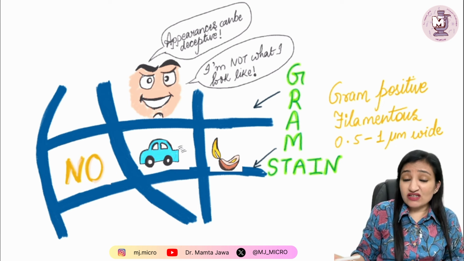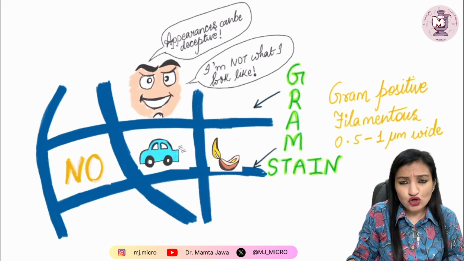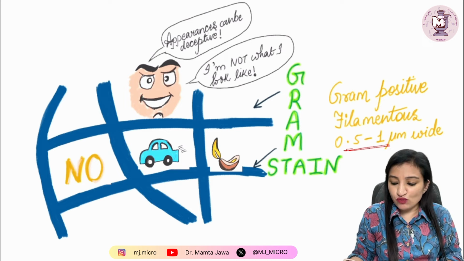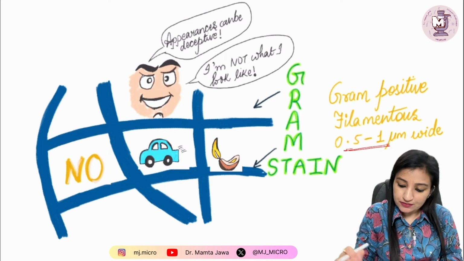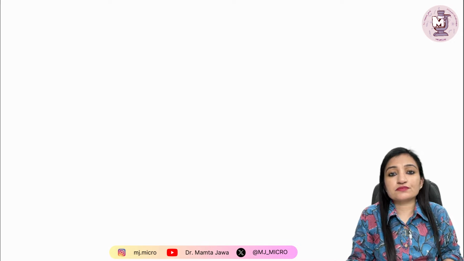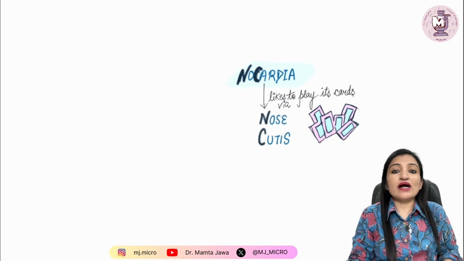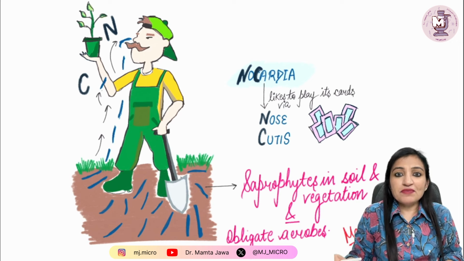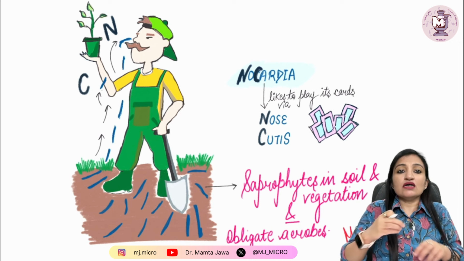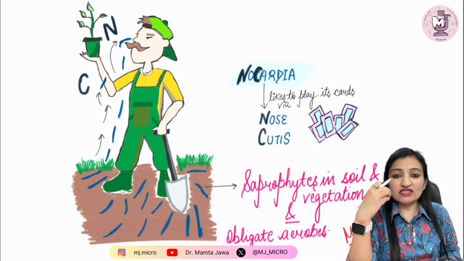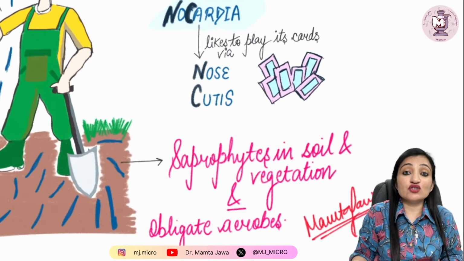So these are gram positive filamentous bacteria, which are not very broad. They are very narrow, 0.5 to 1 microns wide. Remember this. ठीक है, तो Nocardia, how does it play its cards, मतलब कि इन्फेक्शन कैसे होता है, via the nose and the skin. तो this bacterium can be inhaled, तो via nose से इन्फेक्शन हो सकता है, और because it's a saprophyte in the soil and vegetation.